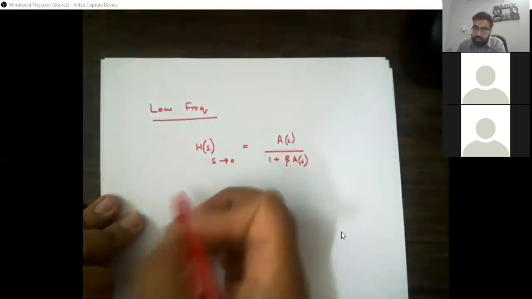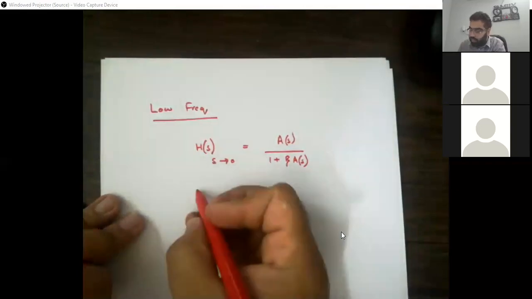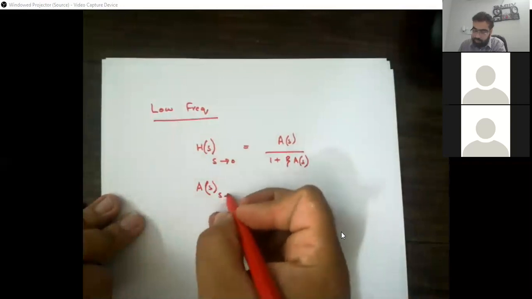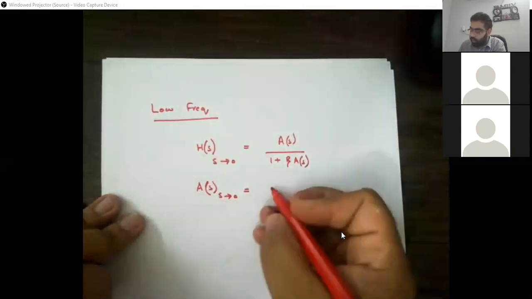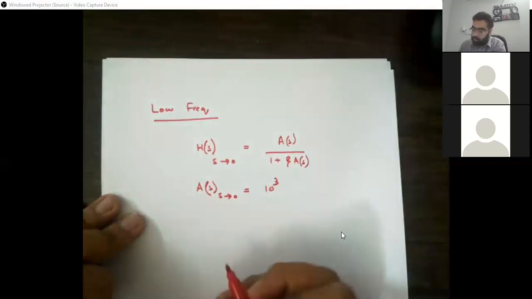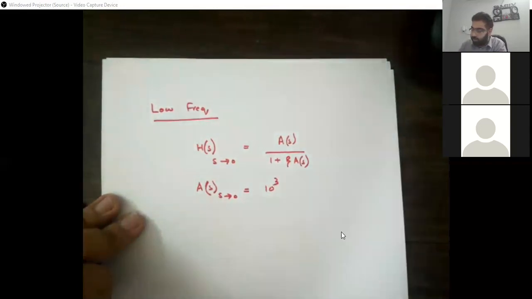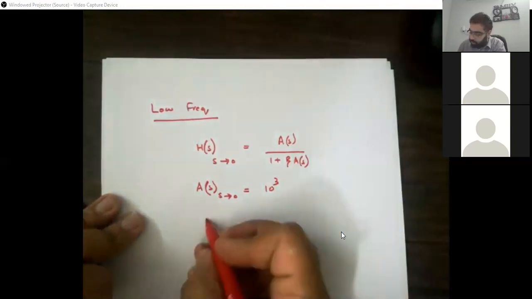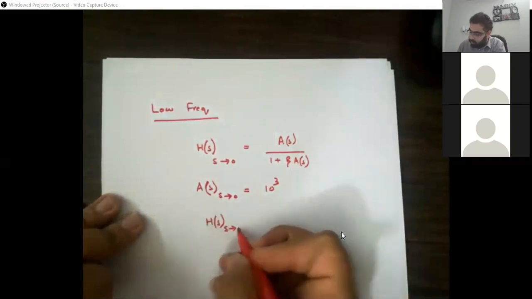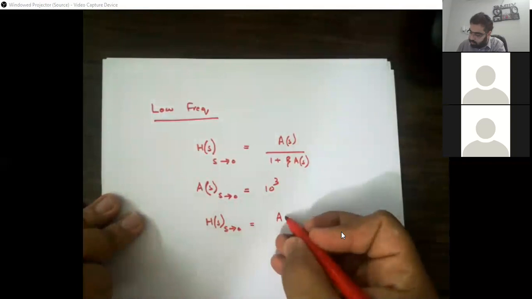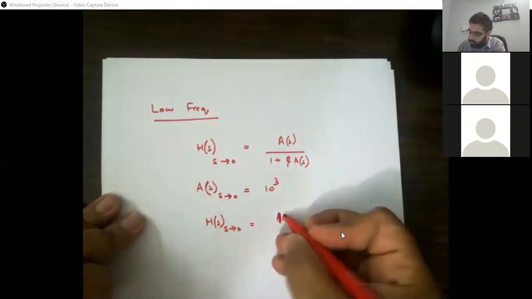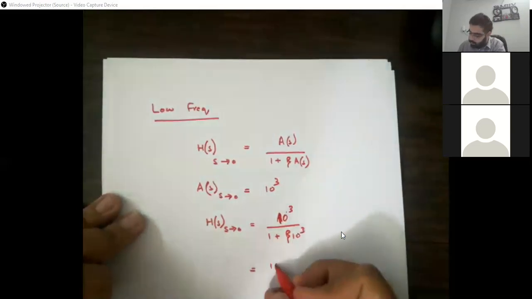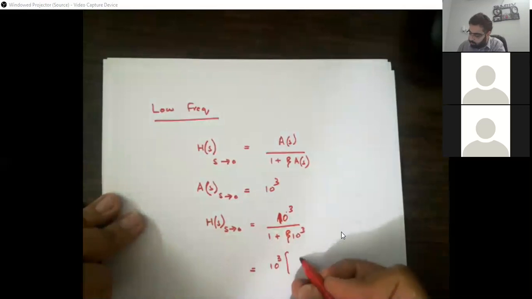ठीक है, A of S जो मैंने थोड़ी सी मिस्टेक की थी while writing the solution, I write A of S को directly cancel out. So basically होगा क्या, A of S at S is equal to 0 क्या वैल्यू हो जाएगी, it's going to be 10 raised to power 3. So which we normally call, okay, it's going to be a very much big value. So let's keep at this thing. Now plug back on this expression, H of S at 0 is going to be 10 to the power 3 over 1 plus beta times 10 to the power 3. 10 to the power 3 common ले लें दोनों साइड से, न्यूमरेटर और डिनोमिनेटर से.